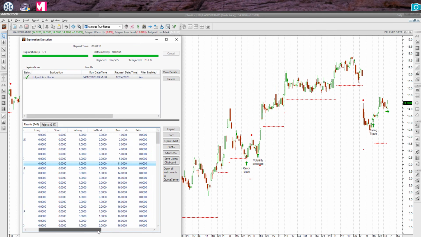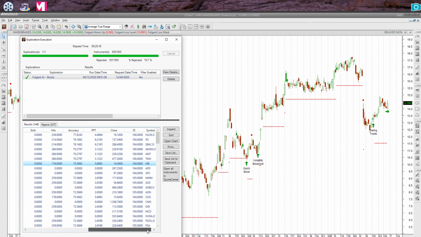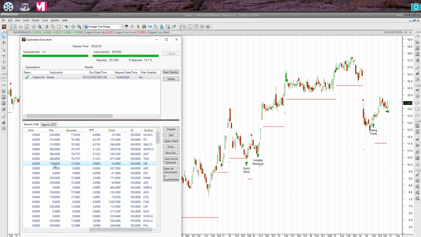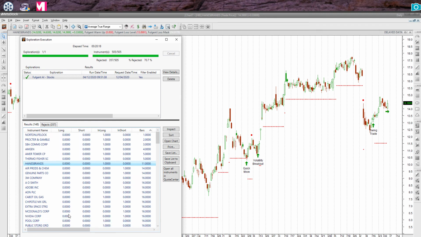Then if we move across, we can see the statistics of the trades: 107 times this indicator has activated, 75% accuracy on average, and the profit per trade is 5.69% on average. Quite good statistics for these trades. Code 104 is the classic swing trade. 105 is the volatility breakout. So we have a few, and you can just scan those, looking for the particular trade ideas.